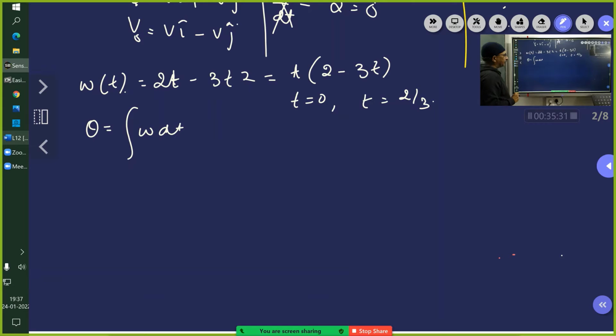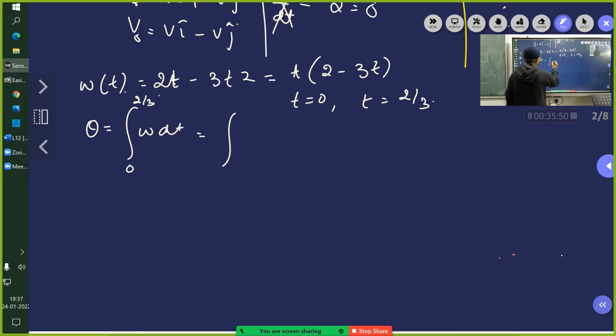You got it, Neela? Here, you know that the disc was momentarily at rest at t equals 0, so the lower limit will be 0, and the upper limit will be 2 by 3. Then you write the equation of omega: the integral of 2t minus 3t square dt, with limits 0 to 2 by 3.